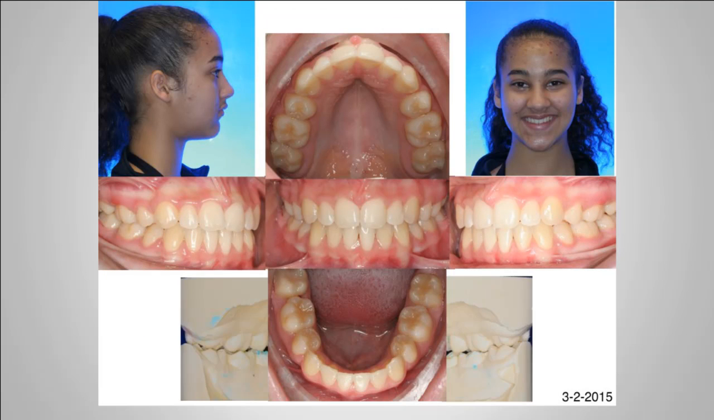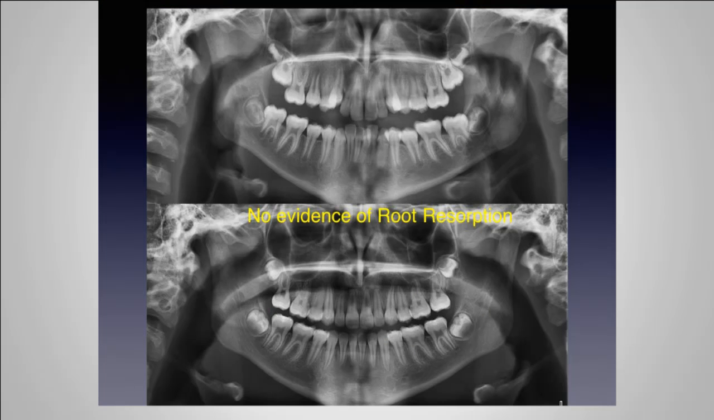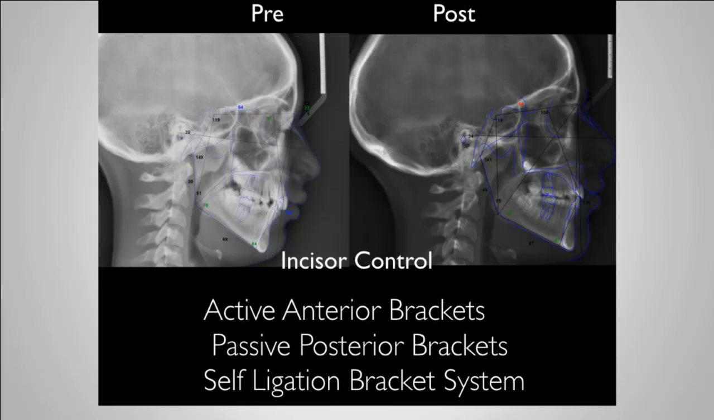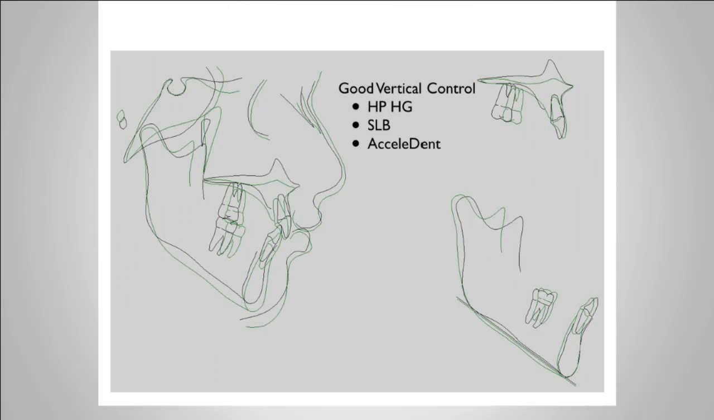Intraoral photographs, lingual occlusion, no radiographic evidence of root resorption. Notice the incisor control. This is using an active anterior bracket and a passive posterior bracket in the self-ligation bracket system. We had control of the anterior teeth.